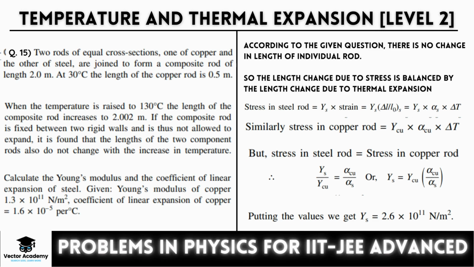But stress in steel rod equals stress in copper rod. Therefore, Ys divided by Ycu equals alpha Cu upon alpha S. Or, Ys equals Ycu into alpha Cu upon alpha S. Putting the values we get Ys equals 2.6 times 10 to the power of 11 Newton per meter square.